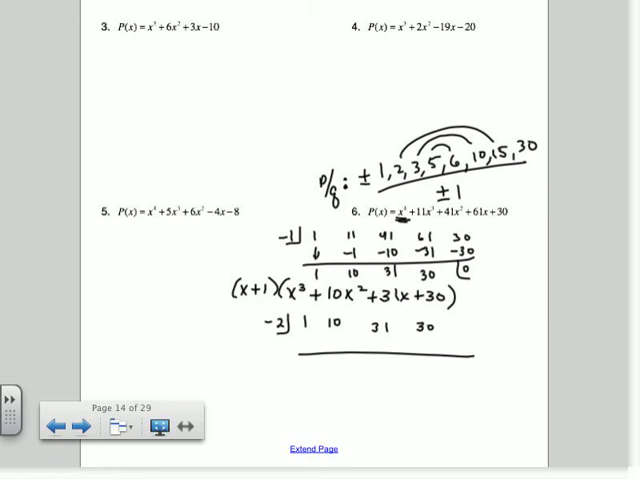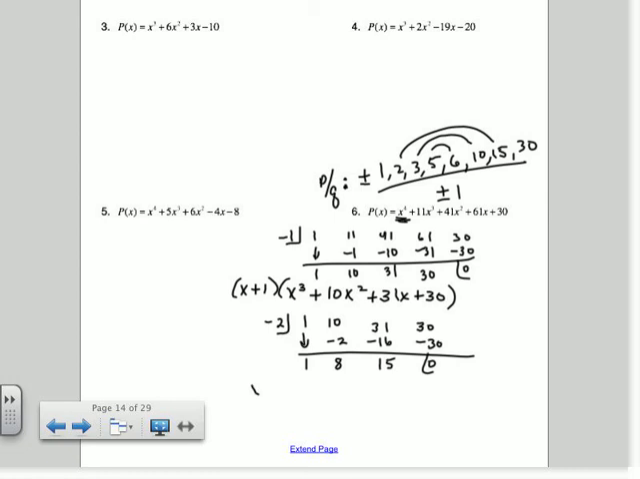Now, a lot of people are lazy and they just do the backwards L here and then draw the line and keep going. It doesn't matter. If you want to do that, you can. Okay, drop the 1. -2 times 1 is -2, add straight down, I get 8. -2 times 8 is -16, add straight down, I get 15. -2 times 15 is -30, add straight down, I get 0.